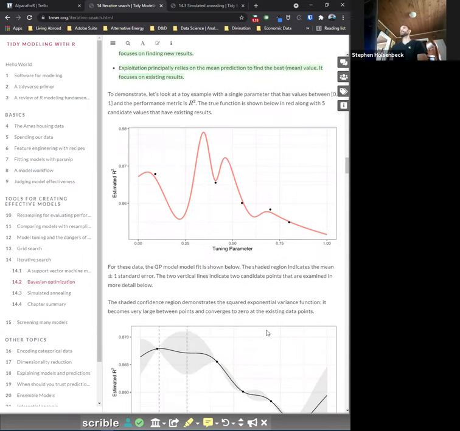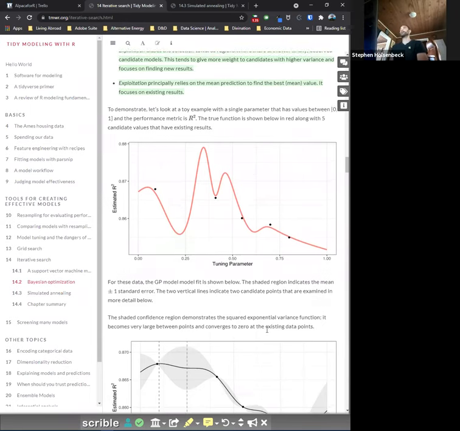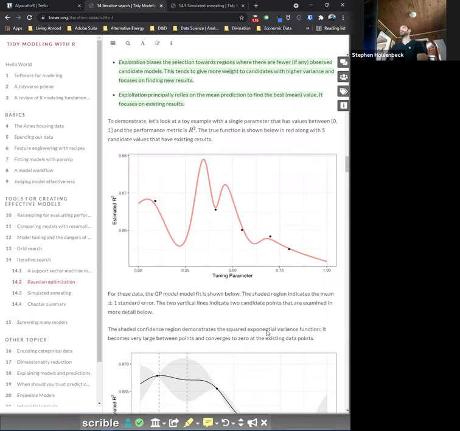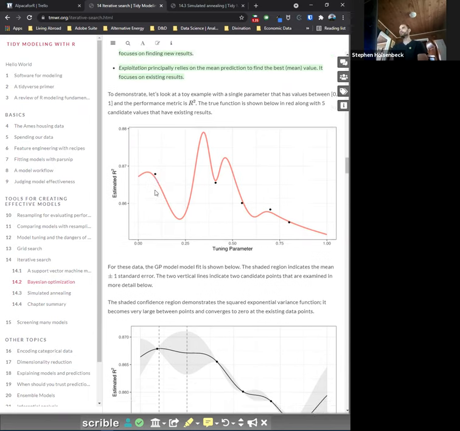So to demonstrate, let's look at a toy example with a single parameter that has values between 0 and 1. And the performance metric is R squared. The true function is shown below in red, along with 5 candidate values that have existing results. So we can see that there's a local maxima here, a global maxima here, and another local maxima near the currently best known mean point.